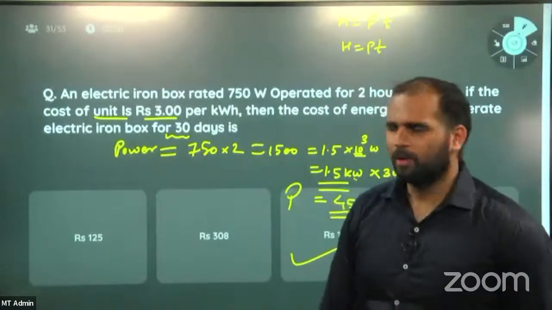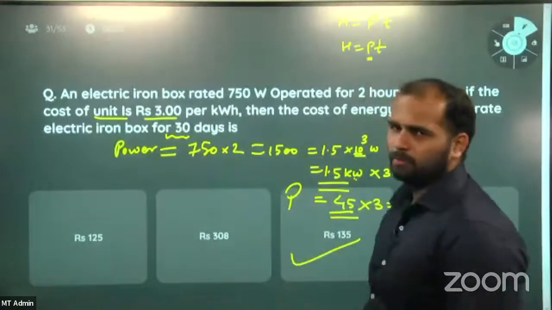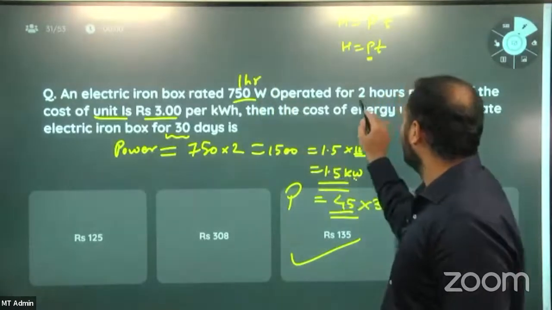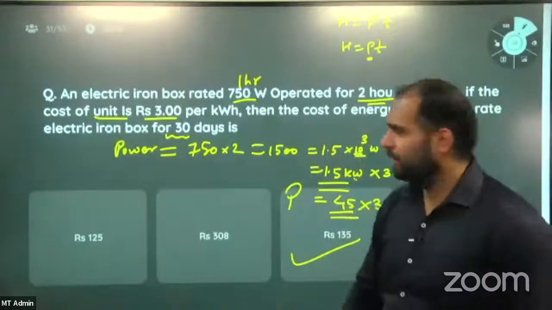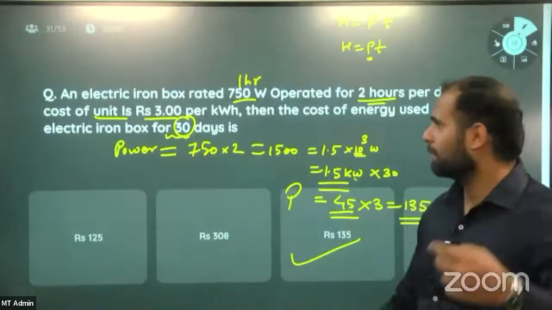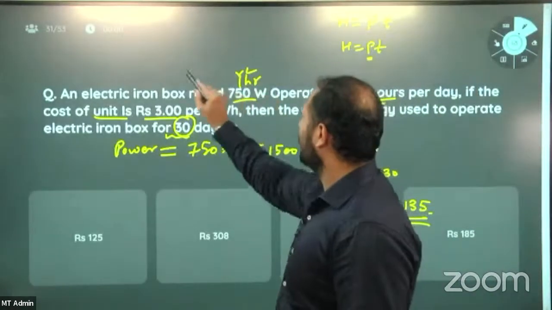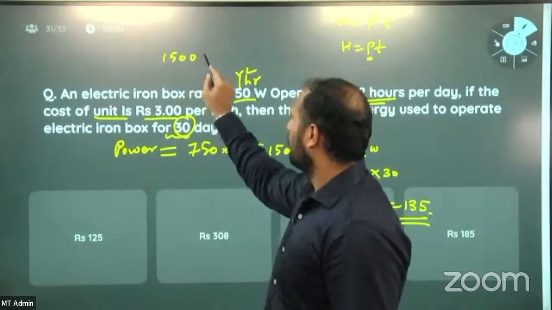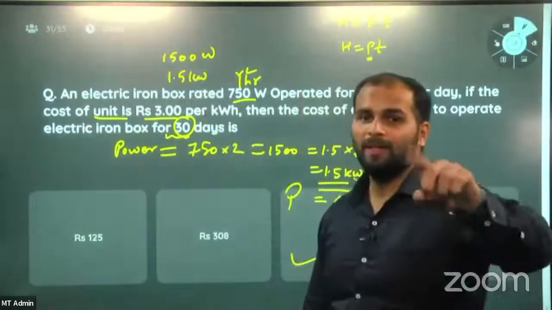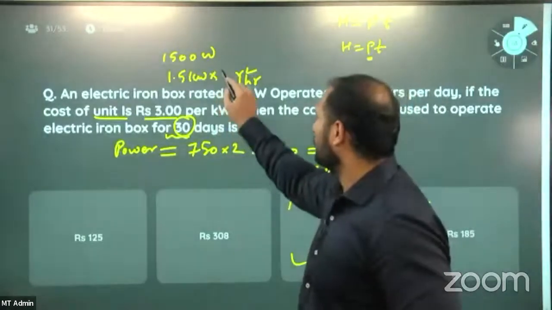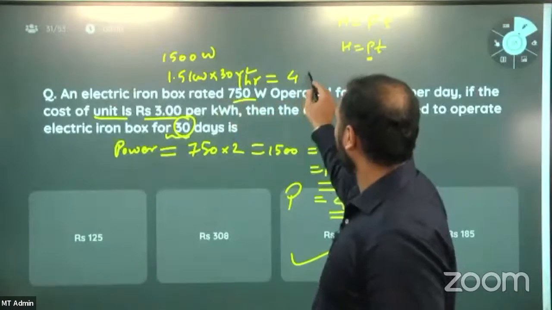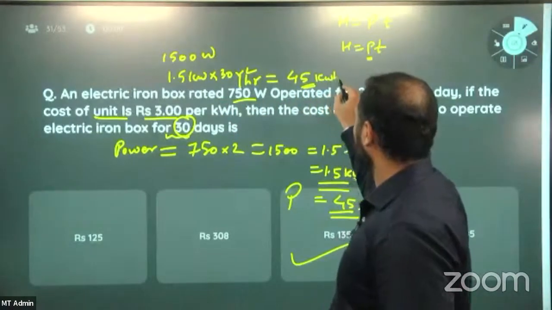Okay. What is the total power which you consume? Total power is 750 watt for 1 hour. Similarly, you are using it for 2 hours a day, for 30 days. Total power consumed per day, at 2 hours a day, is into 2, so that is your 1500 watts, that is your 1.5 kilowatts. This was for 1 day. Similarly, for 30 days, 1.5 into 30, that is your 45 kilowatt hours.